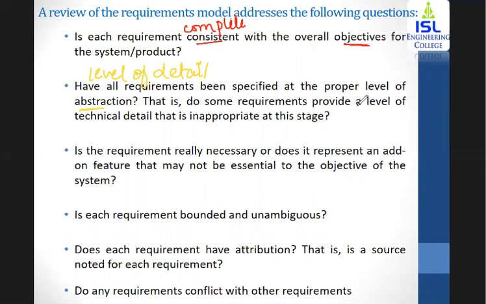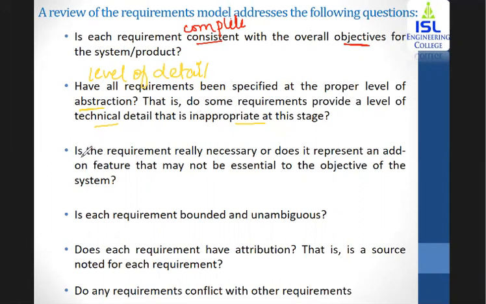That is, do software requirements provide a level of technical detail that is inappropriate at this stage? Within the first stages, you're not going to have all the technological details. You're going to have that within the software process. We have seen that you're going to have the world view, then the domain view, element view, and detail view. Based upon that, at the analysis model, you're going to identify whether you have inappropriate technical details out there or you're giving a brief description.